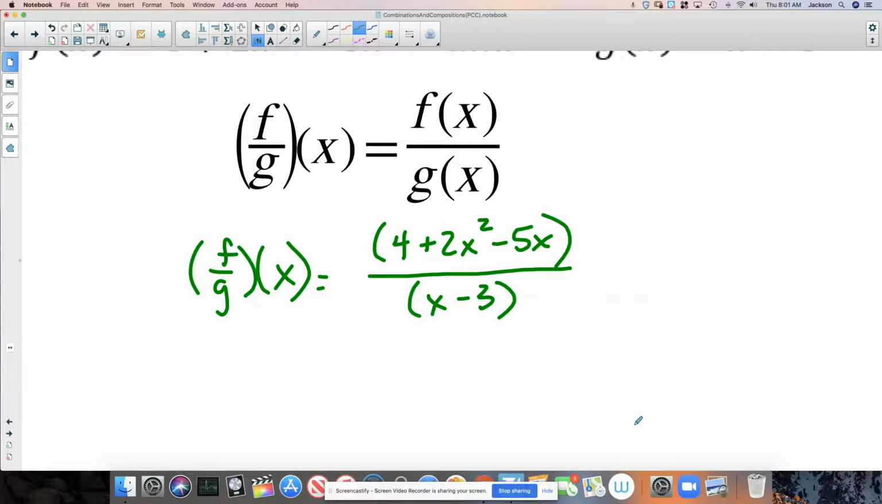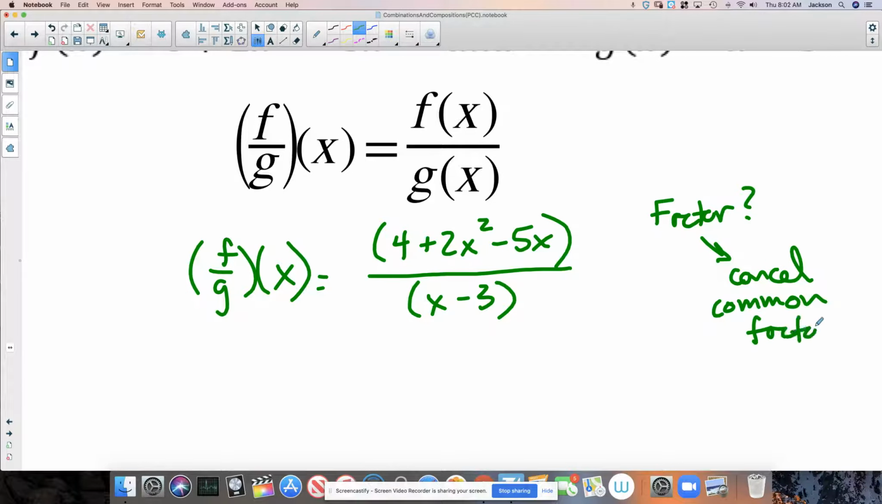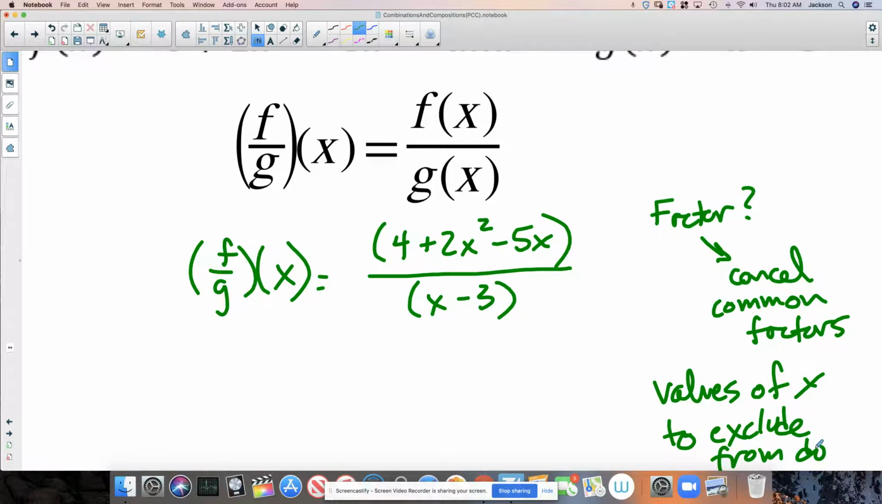When we get to here, a few things. You want to look to see if you can factor anything, because if you can factor anything, then you can possibly cancel common factors in the numerator and denominator. And the last thing you also want to look at is values of x to exclude from the domain. This is something discussed in a previous topic when we were discussing domain.